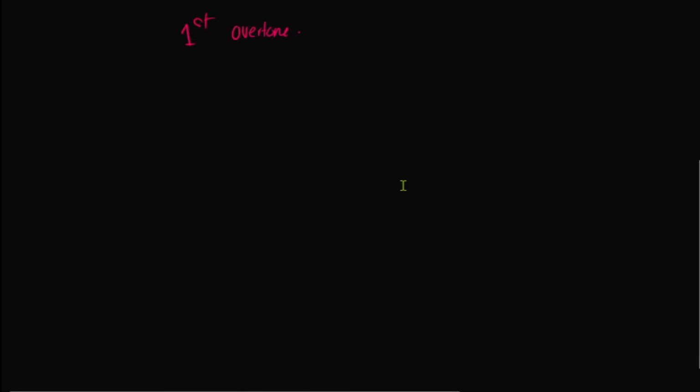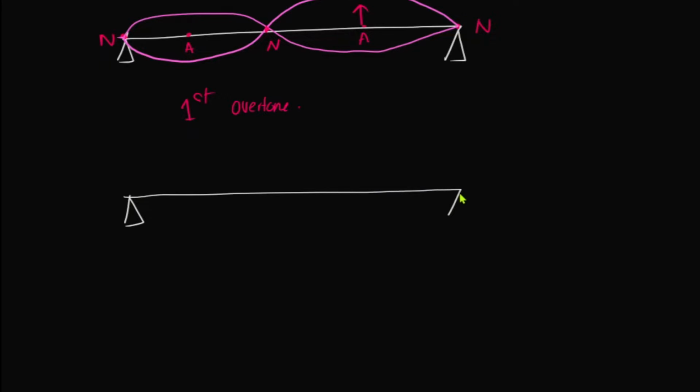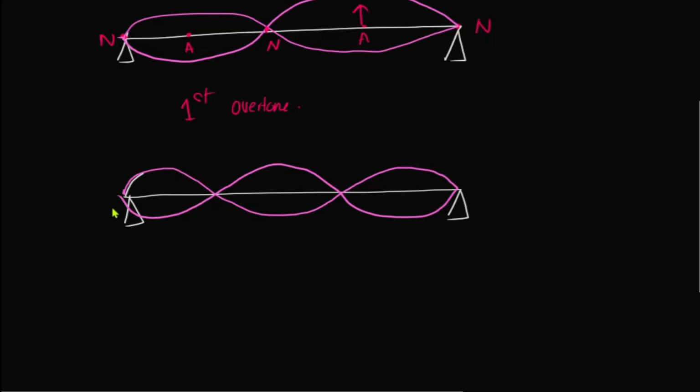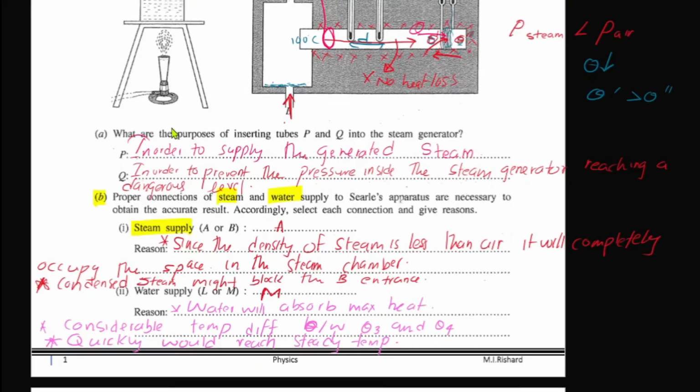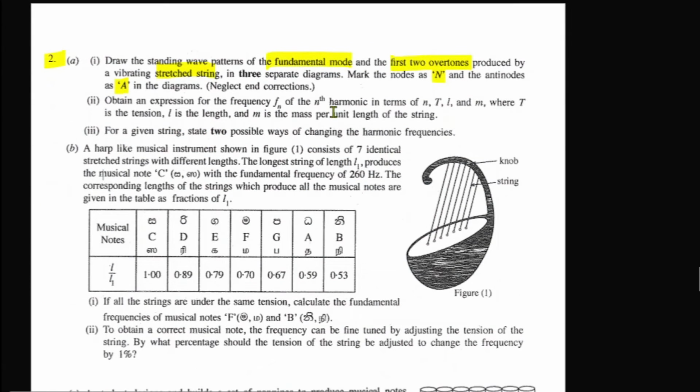Let us go for the second overtone. This is going to be the second overtone. The next simplest waveform that you can get is this. Here it should be a node, node, node, node, and at these points antinode, antinode, and antinode. So now we have drawn the wave patterns that they have asked. Let us see what the next problem is.